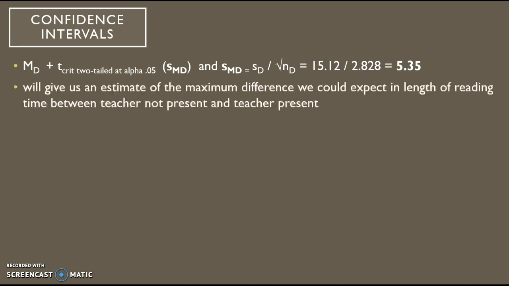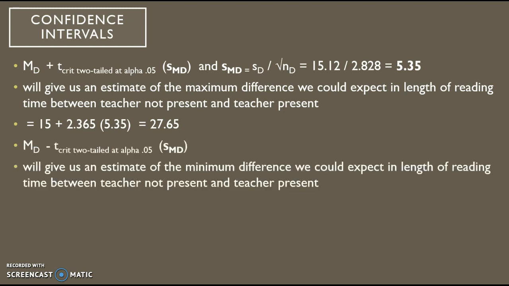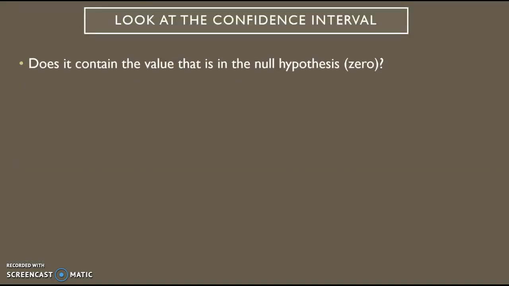And then we add it to our mean difference, and we get 27.65. We subtract it from our mean difference as well to get the lower level, and we can say that kids will be reading anywhere from about 2.35 seconds to 27.65 seconds more when the teacher is in the room. And we're 95% sure of that. Okay. When we look at the confidence interval, it does not contain 0, and it shouldn't. We've already rejected that as a possibility.